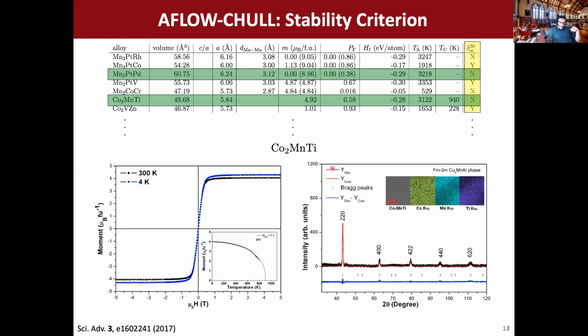I have the experimental data for one of those systems, the cobalt, manganese, titanium system. Here I have the magnetization curve. You can see that it's ferromagnetic. I have the Curie temperature here, which you can see is about 950 Kelvin, which we actually predicted almost exactly. We have the XRD data, which shows that it is indeed the Heusler FCC structure that we expect. From the EDS data, we can see that it is a single phase material. You can see that everything is uniformly distributed.